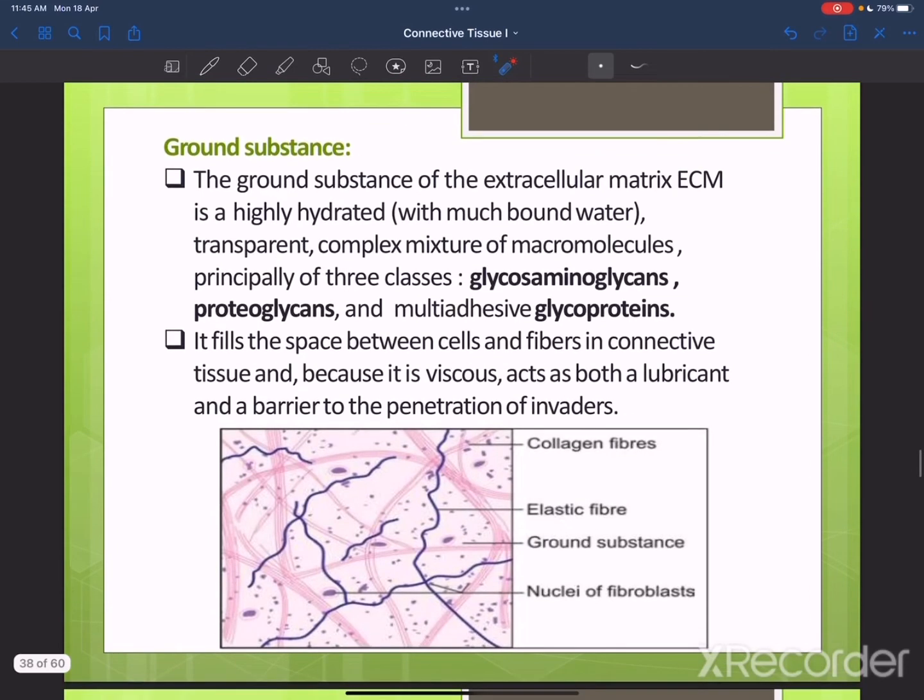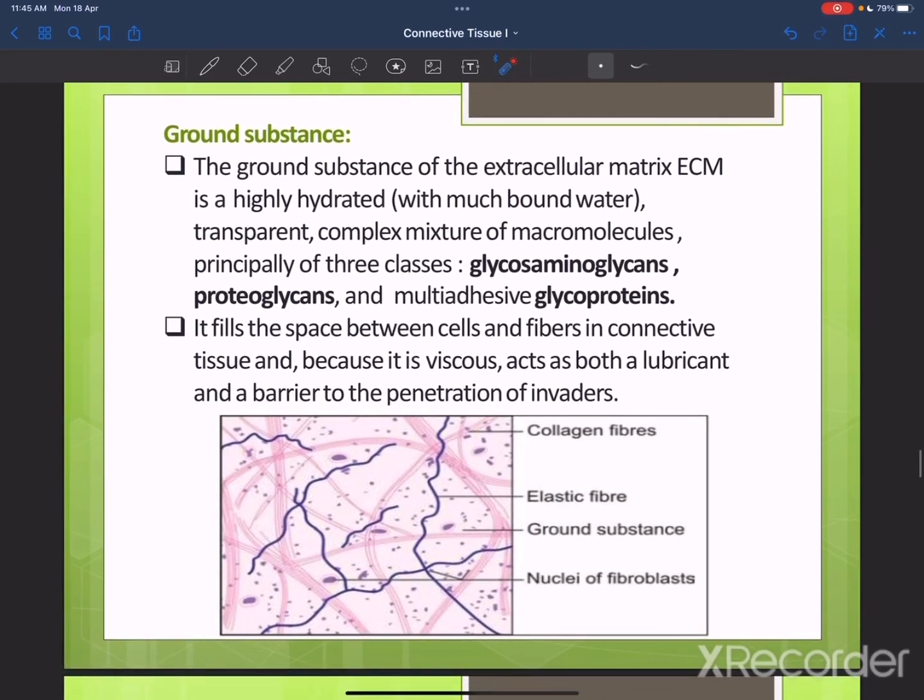Lastly, we have the ground substance, which is the last component of the connective tissue. We have cells, fibers, and the ground substance. This is a diagram or illustration of the connective tissue in general. Here we have the cells, different types of cells. We have the fibers, the collagen and the elastic, and in between these empty spaces, it's filled with the ground substance.